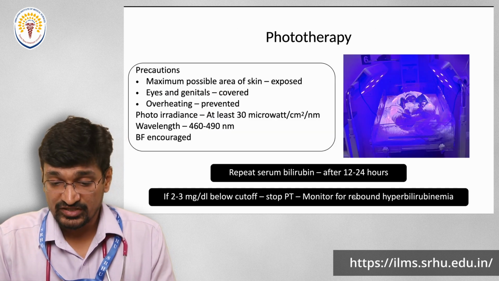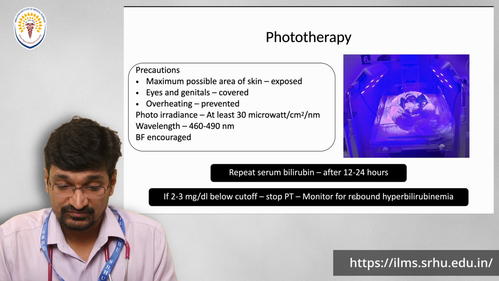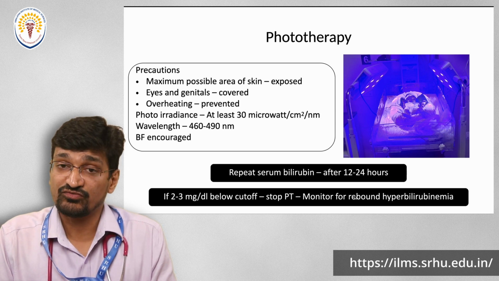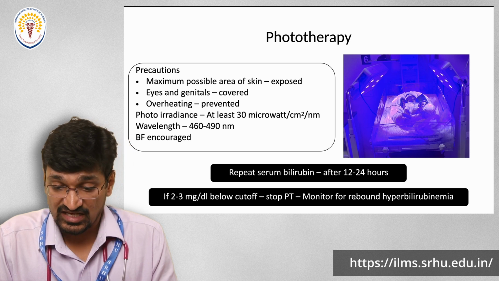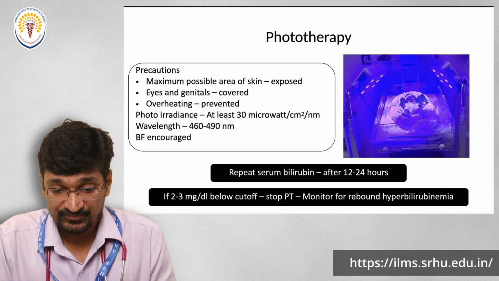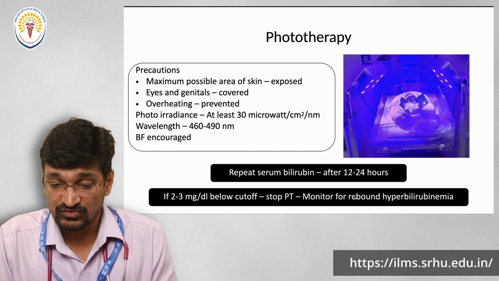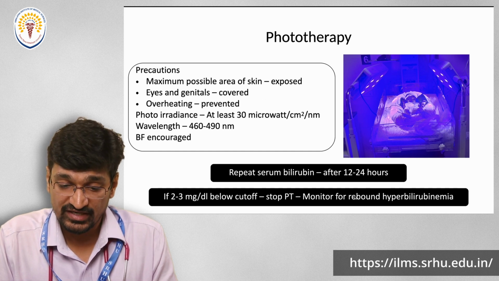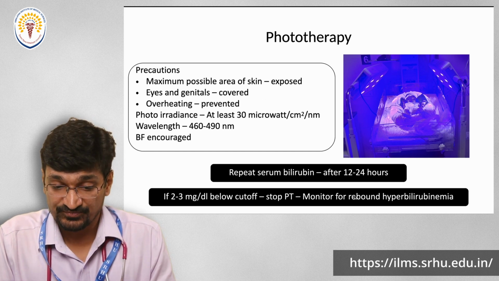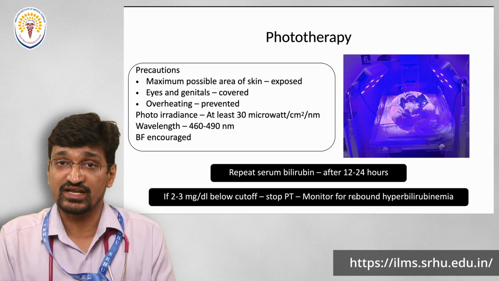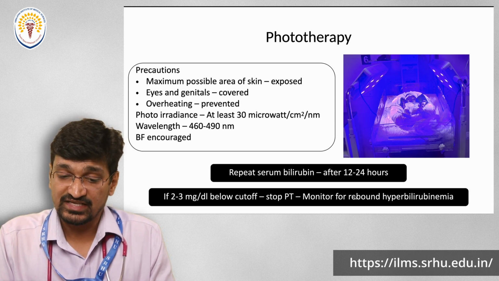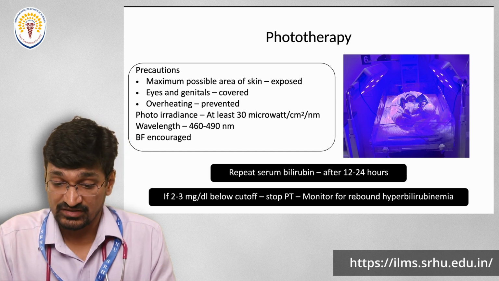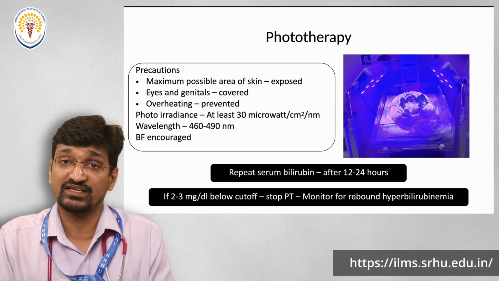Treatment. Phototherapy is the mainstay of treatment and a very safe modality for treatment of these babies. This is an example of a baby under phototherapy. It acts by converting insoluble unconjugated bilirubin into soluble isomers that can be excreted in urine and stools. The precautions we need to take is that maximum possible area of skin should be exposed with eyes and genitalia covered.